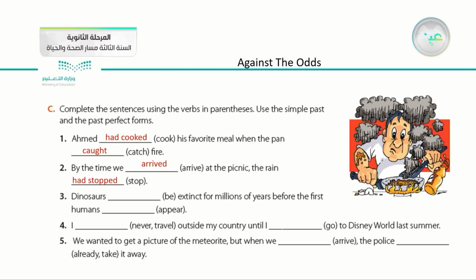Number 3, dinosaurs had been extinct for millions of years before the first humans appeared. Number 4, I had never traveled outside my country until I went to Disney World last summer. Number 5, we wanted to get a picture of the meteorite, but when we arrived, the police had already taken it away. Now, let's go to the workbook.